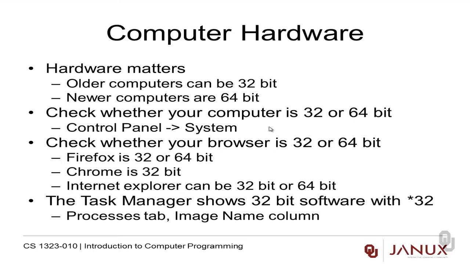To check whether your browser is 32 or 64-bit, you need to know that Firefox can be either 32 or 64, Chrome is 32-bit, and Internet Explorer can be 32-bit or 64-bit. The Task Manager shows 32-bit software with an asterisk 32 in the Processes tab under the Image Name column.